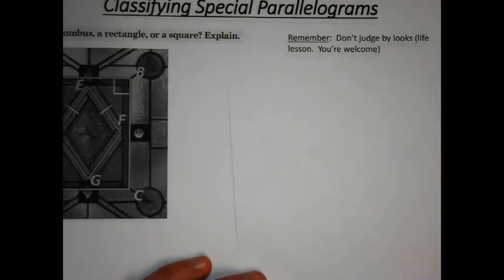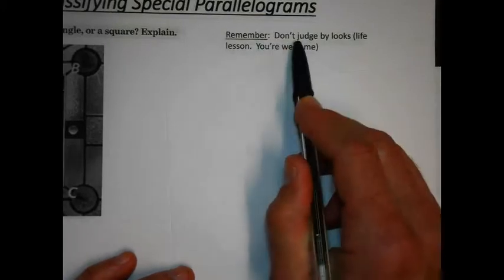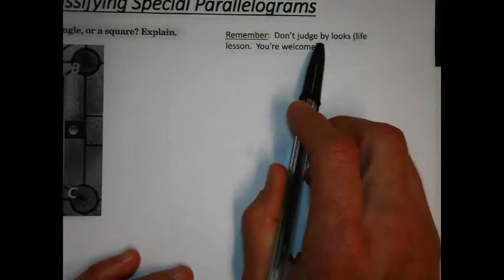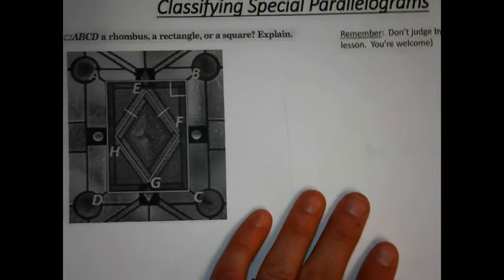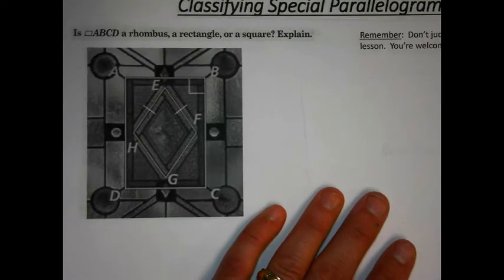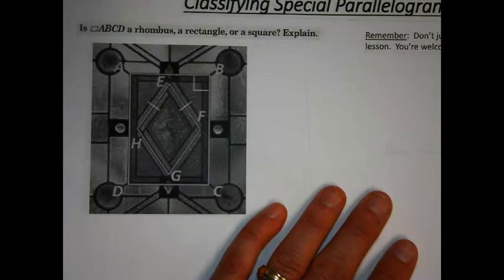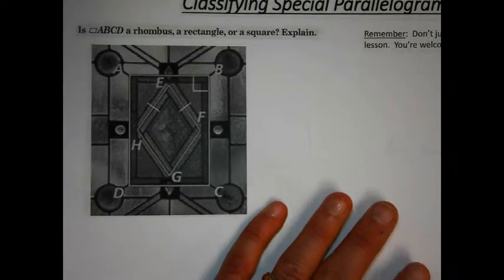So you want a life lesson? Here, I typed it out. This is a life lesson. Don't judge things by looks. Okay? It's a life lesson. So it not only applies to how we treat one another as human beings, it applies to geometry. So you don't judge things by how they look. We have to prove stuff, right? Prove merit. Prove what's going on.